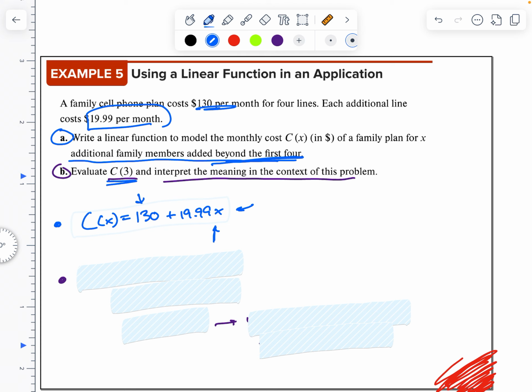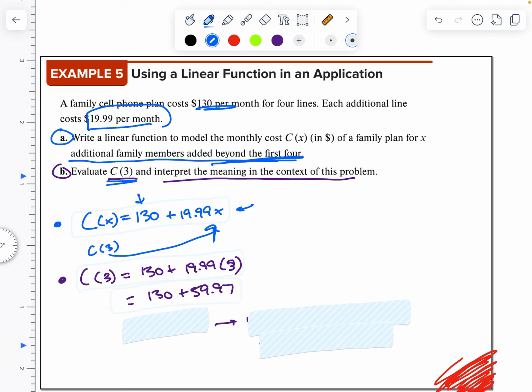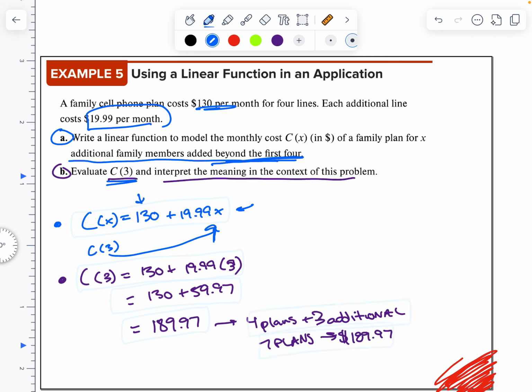This says evaluate C of 3. Remember, to evaluate C of 3 for C of x, we're just going to sub in a 3 for x. So C of 3 would be 130 plus $19.99 times 3. I'm just going to do some calculator work here and get that being the total cost for 4 plans plus 3 additional plans, right? It's $130 for 4 lines, and then everyone after that is an additional $19.99. So if we're trying to interpret this in the context of the problem, this is 3 more, right? That's 3 more. We've already got 4 people on there. That's $130. For 3 more people, that makes a total of 7 people. It's going to cost $189.97.